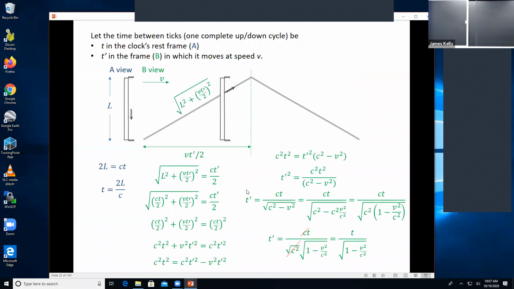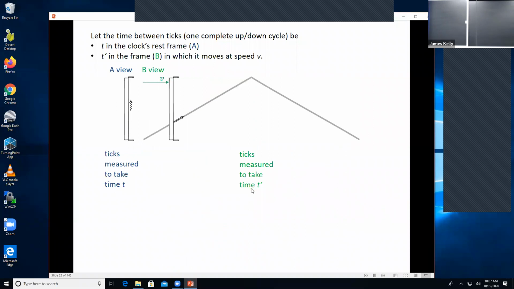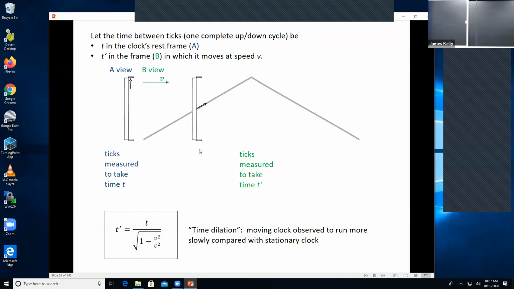Okay, so clearing away all this kind of annoying algebraic stuff. Again, we're comparing the ticks measured to take time t from A's point of view to ticks measured to take time t prime from the point of view of someone who's watching this clock fly by at a very high speed. And we're finding that they're not equal. It's not telling us that t prime equals t. Newton believes that t prime equals t. Everyone believed that t prime is equal to t until Einstein published this paper in 1905.